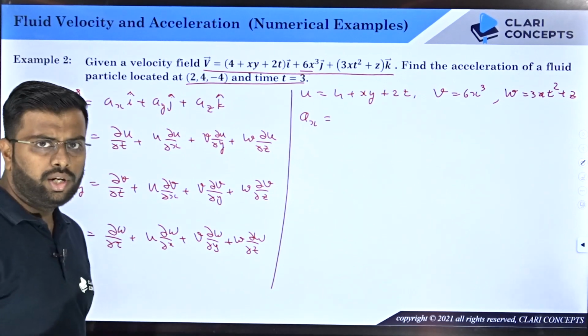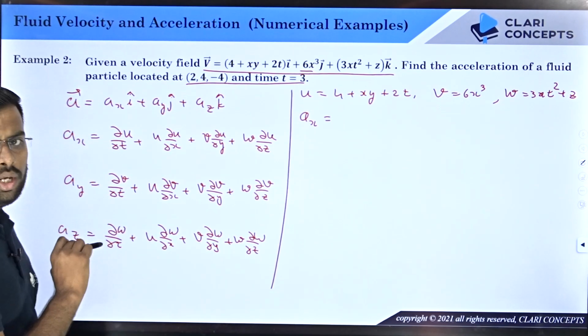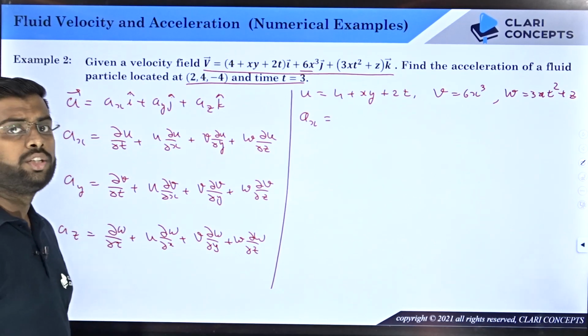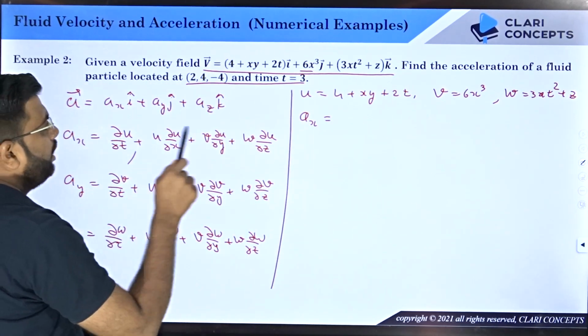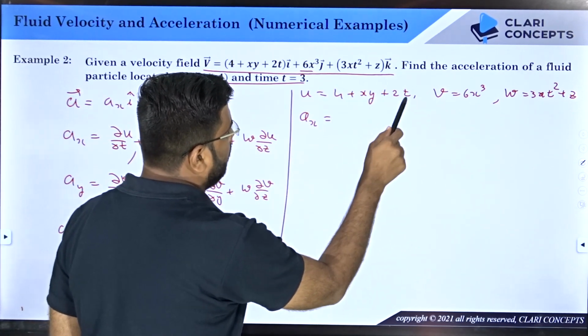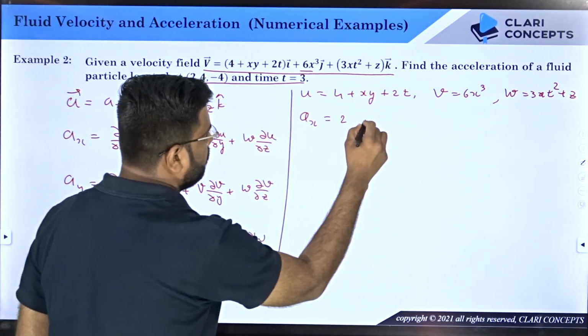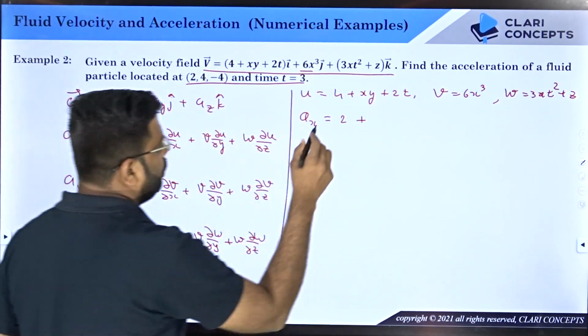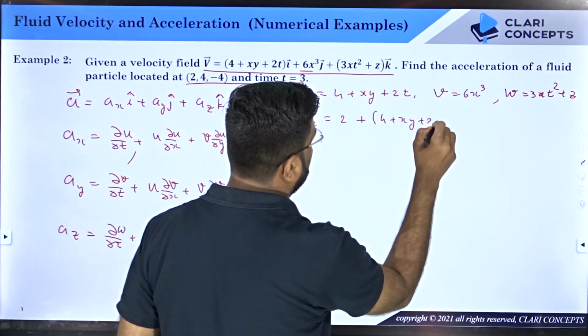In partial differentiation, the variable with which you are differentiating, you have to take that only into account, and all the rest of the variables can be considered as constant. So when you differentiate this, that is del u by del t, with respect to time, this will be 0, this will be 0, only 2 will remain. So for the first term it is 2, then plus u, so I will put u as it is, that is 4 plus xy plus 2t.